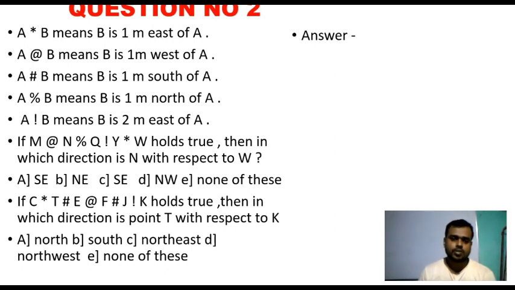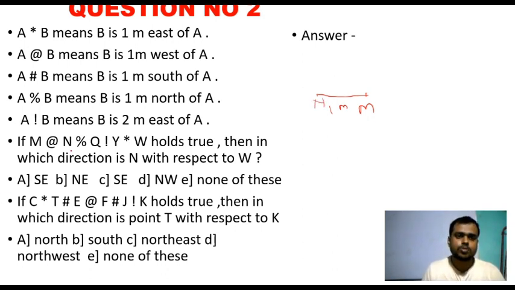After reading this, the question is: M at the rate N. According to the symbol we plot the diagram. M at the rate N means N is 1 meter west of M. Suppose this is M. Now N is 1 meter west of M. This is 1 meter and this is N. After that this part is complete.